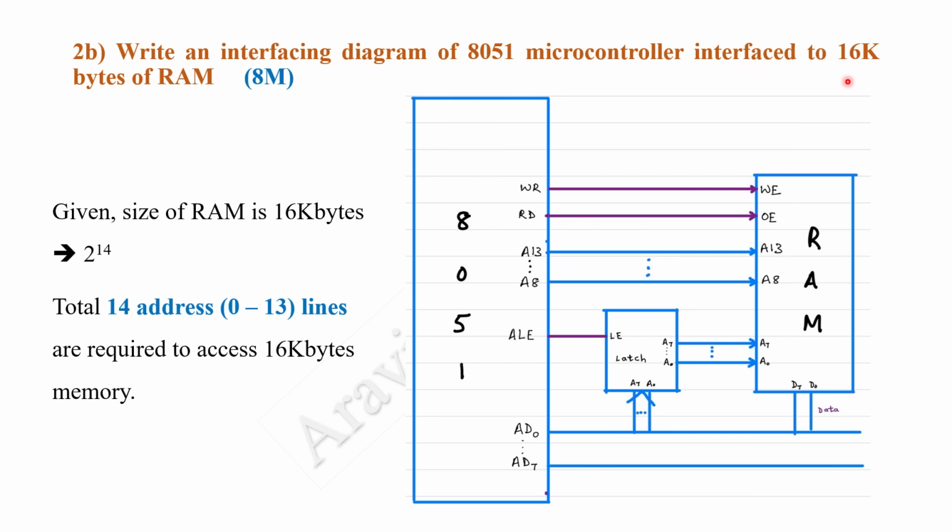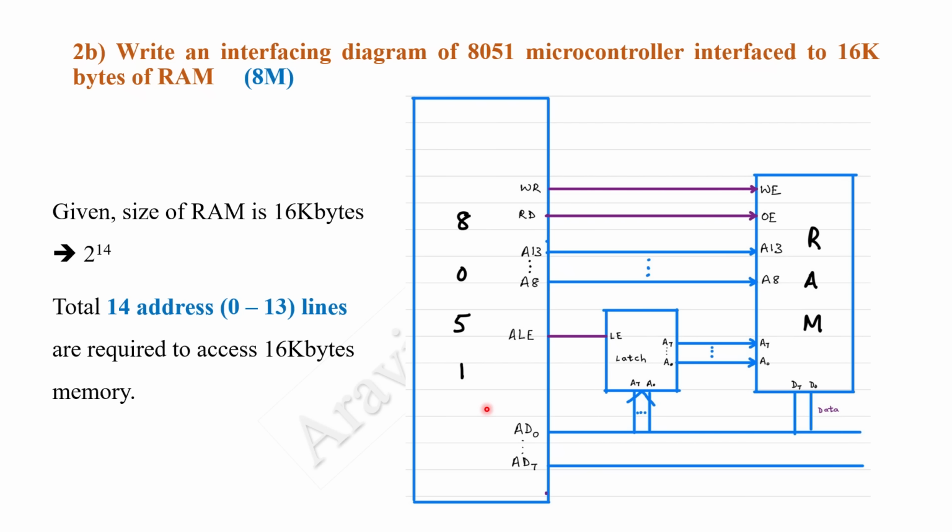So now here it is for 16 kilobytes. Size of the RAM is 16 kilobytes in the sense it is equivalent to 2 to the power of 14. That means 14 address lines are required, which starts from 0 up to 13. So total 14 lines are required to address 16 kilobytes of memory. And this is the diagram we are going to have.